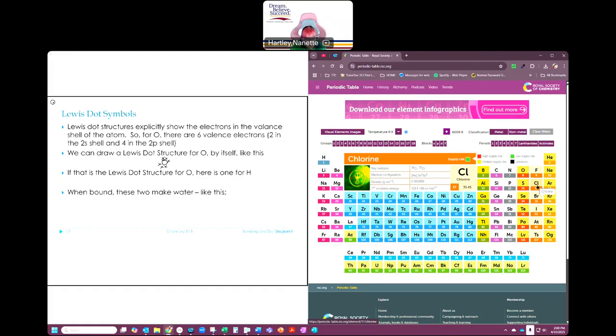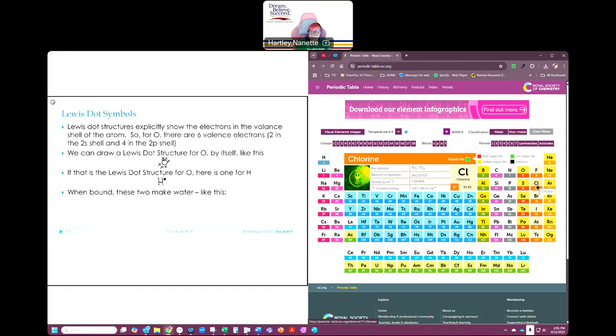If that's a Lewis dot structure for O, let's talk about what we can do with H. Now, H has 1 valence electron because of where it is and how many electrons it has. So hydrogen is here, that's its symbol, but it has 1 electron that it needs to have next to it. I'm going to draw it as a dot, just to make it look different than the ones that we have for the oxygen. So if I wanted to make a water molecule, I have an oxygen. I need to have 2 hydrogens.